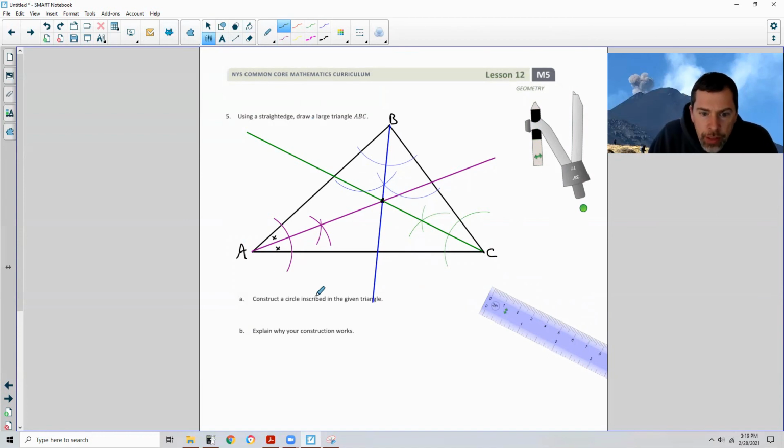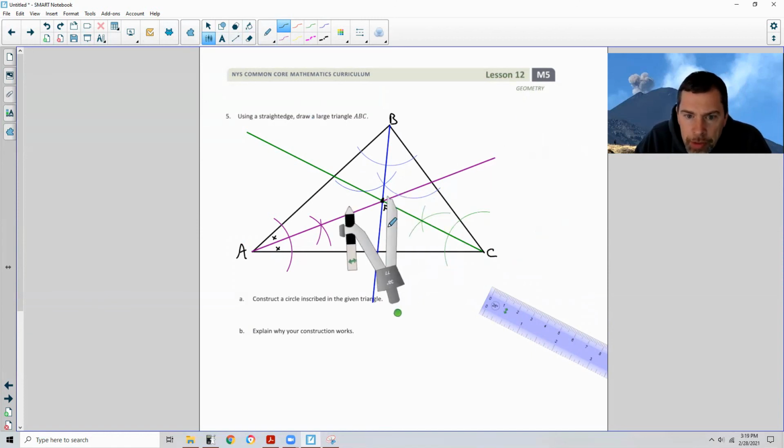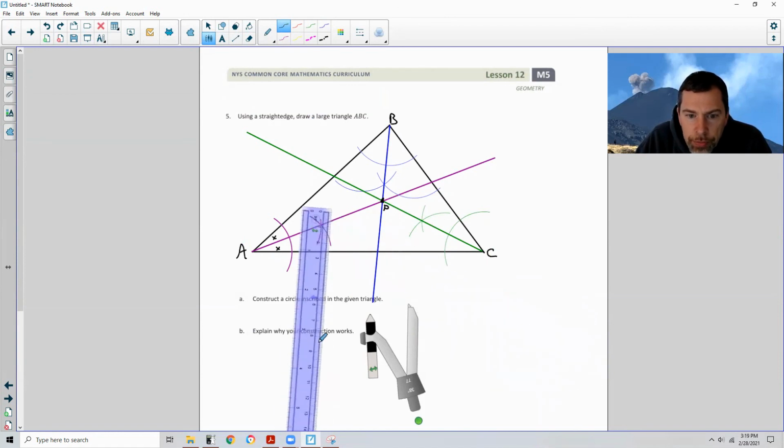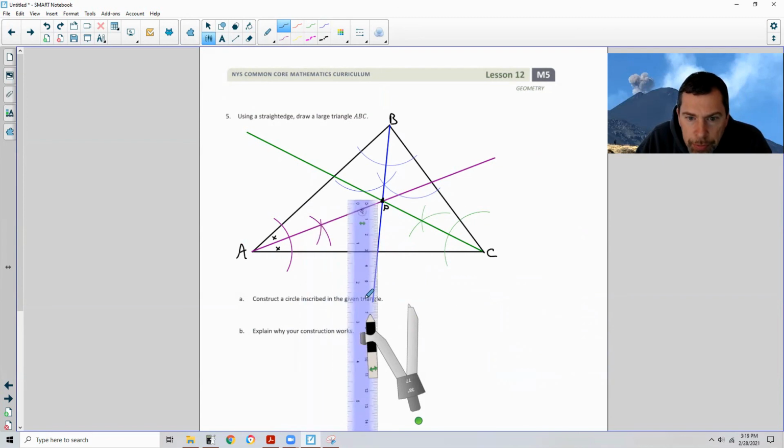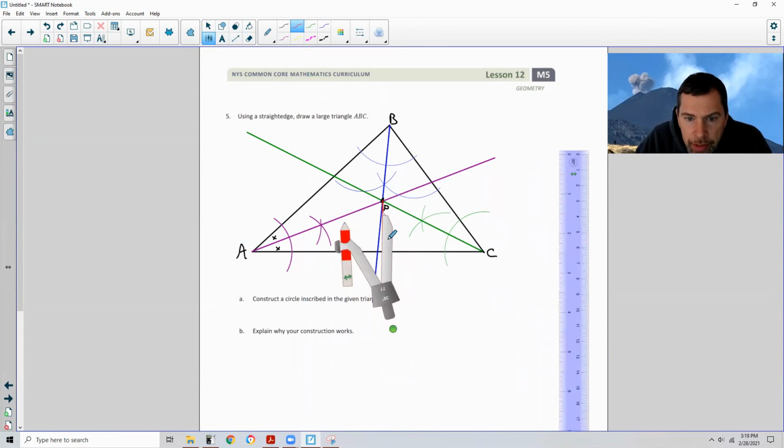It says construct a circle inscribed in the given triangle. So this is my center P. So I'm going to call my circle, circle P. So now I'm going to take my compass and now I need to draw a perpendicular to the point P. You want to go straight down. So I'm just going to do this quickly since this is time consuming. I'm just going to use my ruler at 90 degrees here. So there is a perpendicular. That is going to be the radius of my circle.